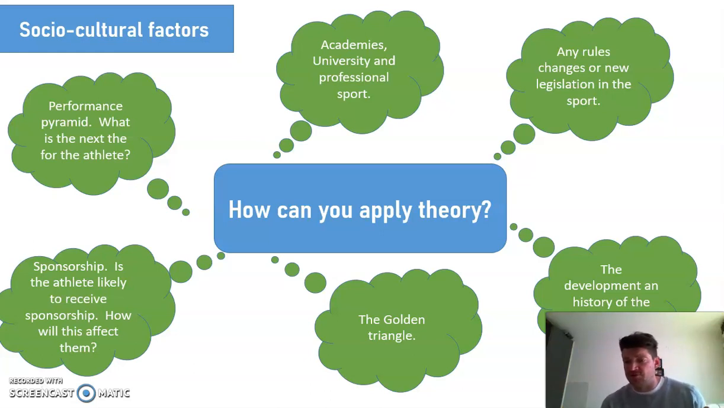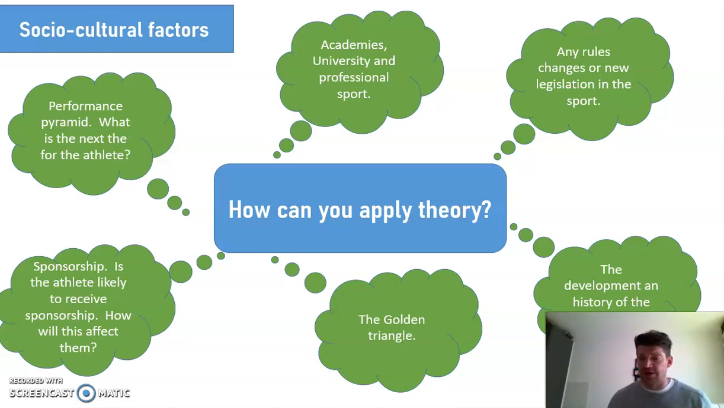Where are they on the performance pyramid? How have they got to that stage in the performance pyramid? So it might start off as a local football team, then a county, then a sort of more southeast England, then it could be national representation. How are they getting to that level? Have they come through an academy? What clubs are available in that area? How do they move up?